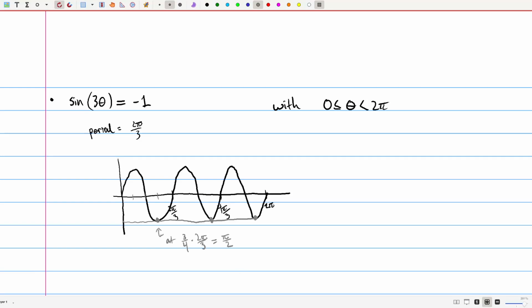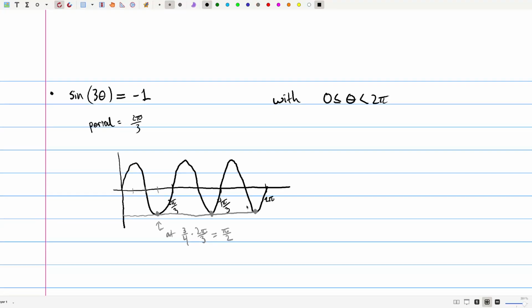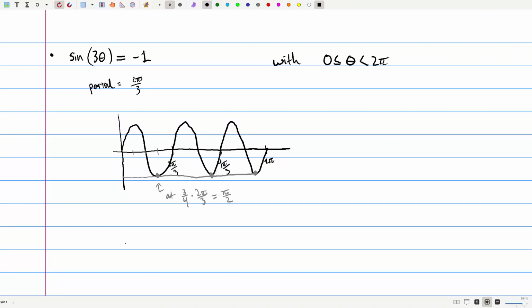And we know the period, so if we add the period to it, we get the next one, and then add the period to that, we get the next one still. So we've solved it. Now let's just write out what the solutions are. The solutions are pi over 2, pi over 2 plus 2 pi over 3, and then pi over 2 plus 4 pi over 3. So those are the three solutions, from adding in one additional period and 2 periods to get the other 2 points.